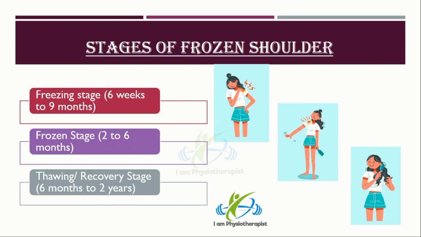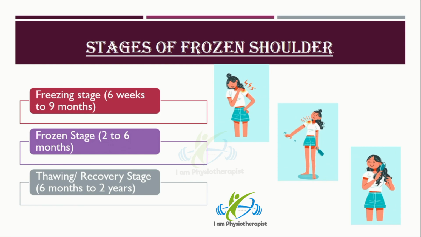Number 2, frozen stage. In this stage, pain may lessen, but the shoulder remains stiff. This makes it more difficult to complete daily tasks and activities. This stage lasts 2 to 6 months.